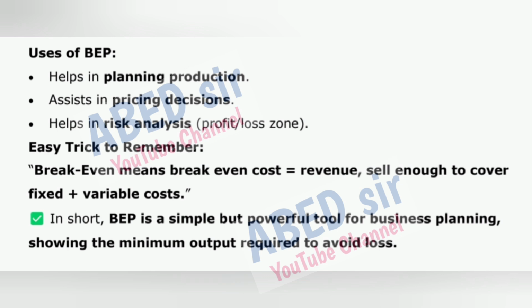Uses of BP. Helps in planning production. Assists in pricing decisions. Helps in risk analysis, profit-loss zone. Easy trick to remember. Break-even means cost is equal to revenue, sell enough to cover fixed plus variable costs. In short, BP is a simple but powerful tool for business planning, showing the minimum output required to avoid loss.